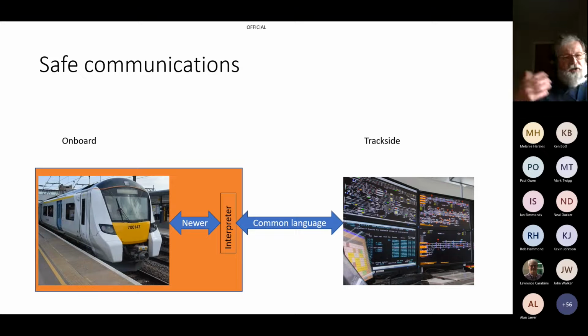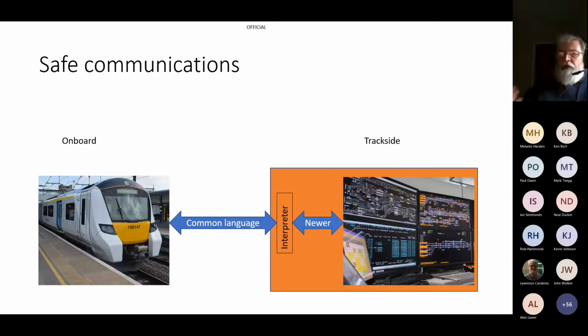But what happens if the train is newer, perhaps, than the trackside? Well, the trackside is still going to use that common language that it was using before, but the onboard now has the capability to understand a newer language. So what the onboard needs to do is to interpret the messages it receives from the trackside, and also make sure that when it sends messages back to the trackside, they're in a language that the trackside will understand. So if the onboard's newer than the trackside, the onboard primarily does the interpreting.